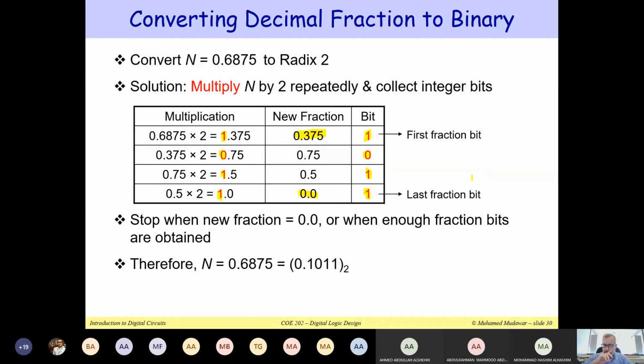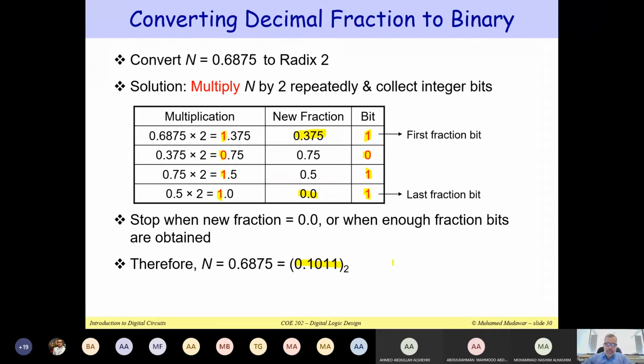So in this example, 0.6875 is equal to 0.1011 in binary. If you would like to convert it back from binary to decimal, this one will be 1 over 2. Here we have 0 over 4. Here I have 1 over 8. Here I have 1 over 16. If you add half plus 1 over 8 plus 1 over 16, you will get 0.6875.